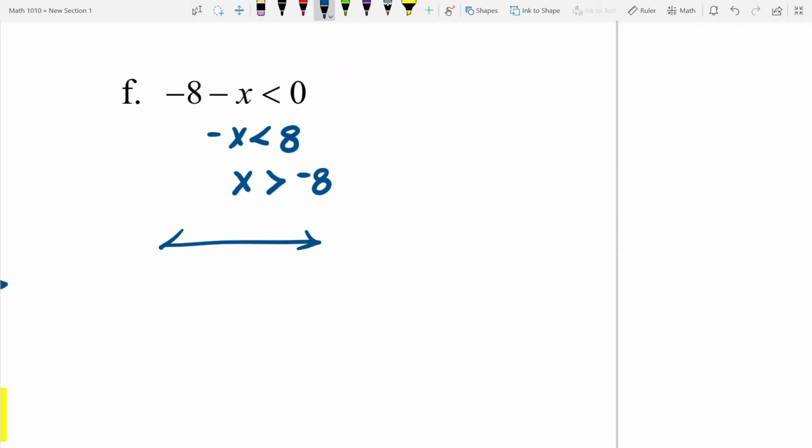Number line, negative 8. Everybody in the room, open or closed? Open. Everybody in the room, right or left? Right. Everyone should be answering, okay? When I say everybody in the room, everybody's lips are moving with me, okay? Okay. Furthest left, negative 8. How far to the right? Infinity. There's my answer. Got it.